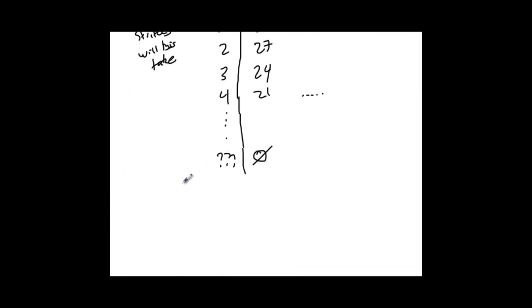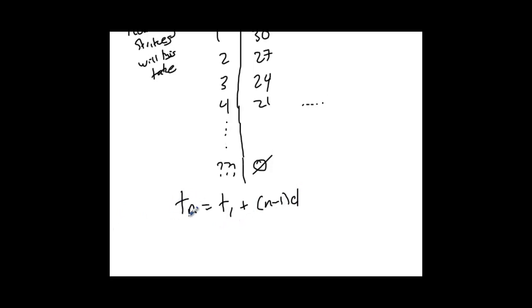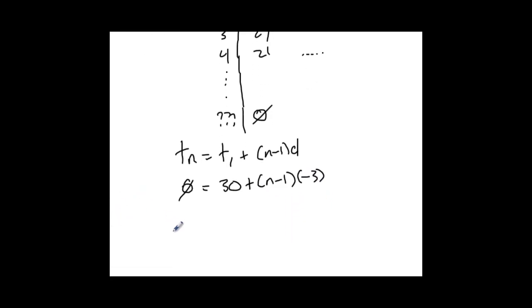So to solve that, if it's arithmetic, you use the formula Tn equals T1 plus (n minus 1)d. Tn is going to be the last number we're looking for. I don't know how many strikes it's going to take. That's this n right here. But I do know when I'm done, that value is going to be equal to 0. The first value is 30. We don't know what n is. Here's a trick question: D, the difference, is not 3. It's negative 3 because it's going down by 3 every time.